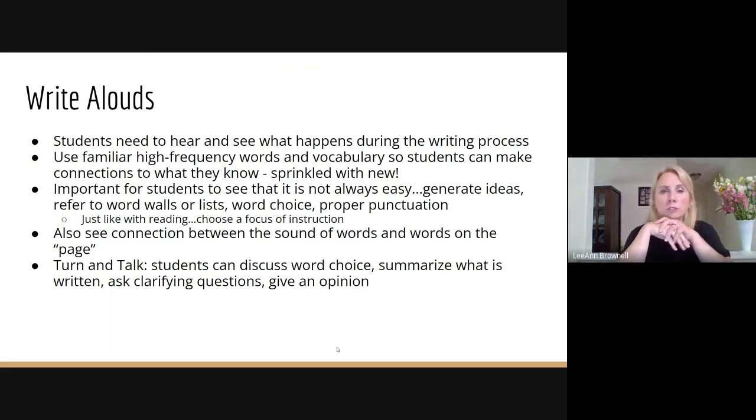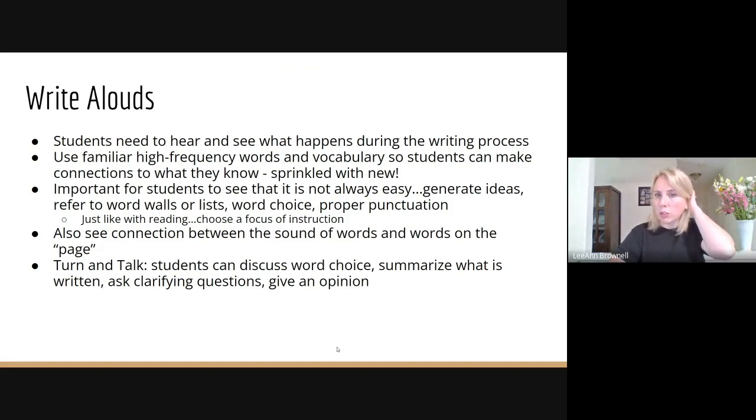So you're going to want to use high frequency words and vocabulary so that they can make sense of what you're doing and what you're talking about. But then it's a great opportunity for you sprinkling in new vocabulary to again build their word bank. It's important for students to see, and for all students, not just EAL students, that writing isn't always easy. So it's good for them to see you trying to generate an idea, be modeling how to refer to a word wall or what to do when you get stuck. Be thinking about word choice. Is there something better out there? Is my word choice a little bit awkward? And kind of going through that process.